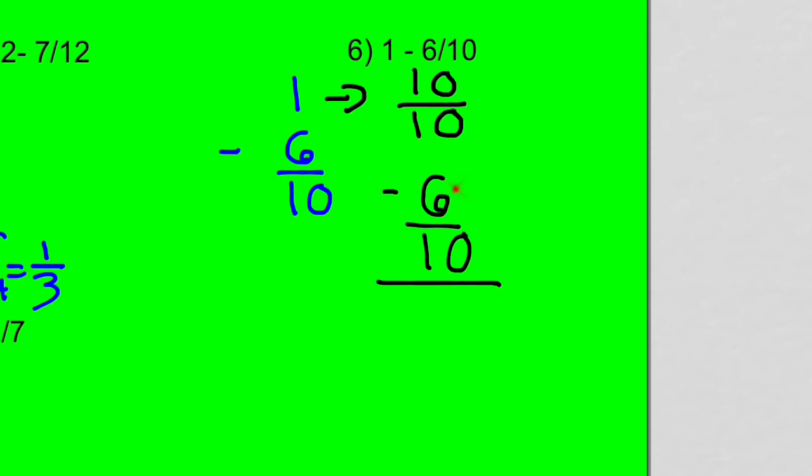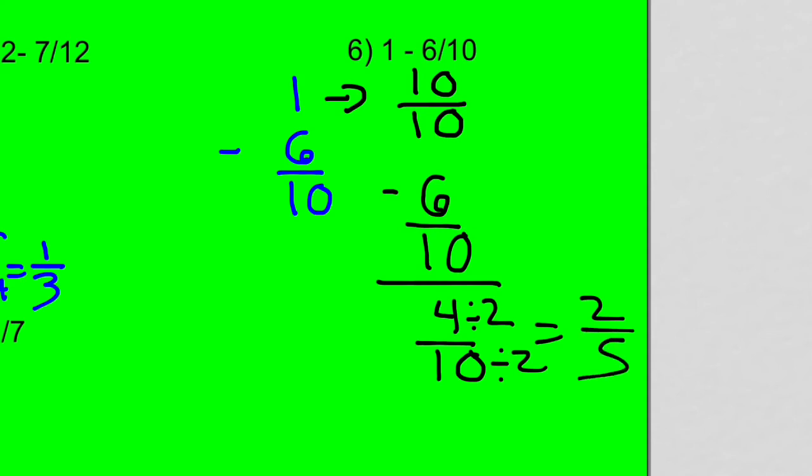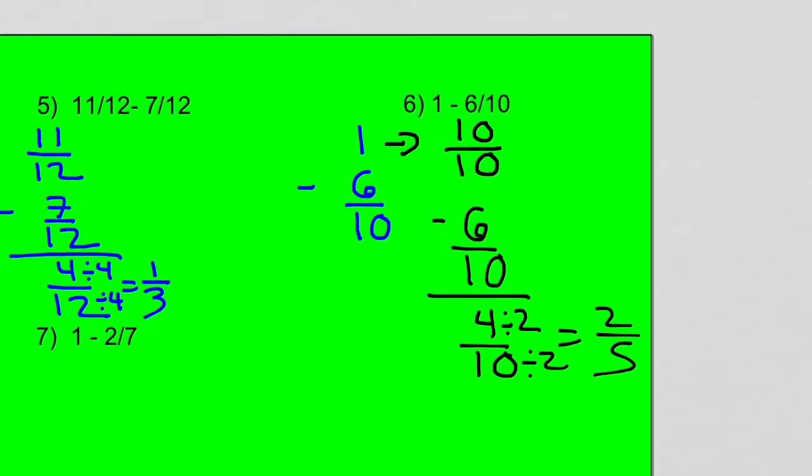10 take away 6 is 4 over 10. 4 and 10 are both even numbers, so I know I can chop in half, and I get 2 over 5. That's the fraction in lowest terms.